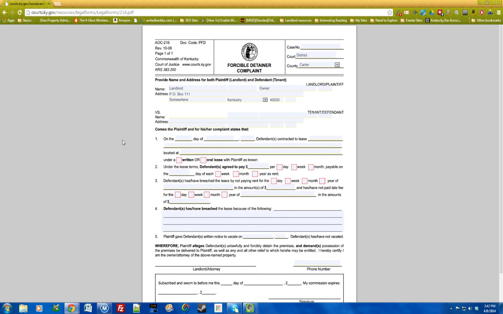And here's your tenant. Whatever their name is, address. City. Same thing, you have to select. Now this really does mystify me that you have to select Kentucky for the address of the tenant, because the court would not have jurisdiction if it was not a Kentucky address. But go figure.